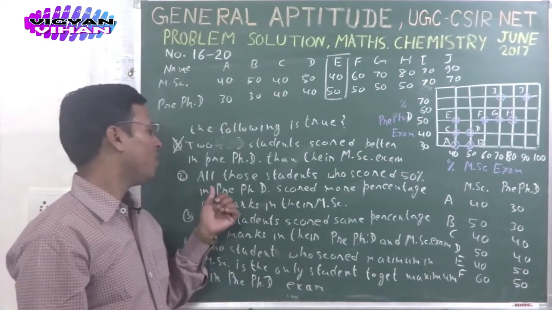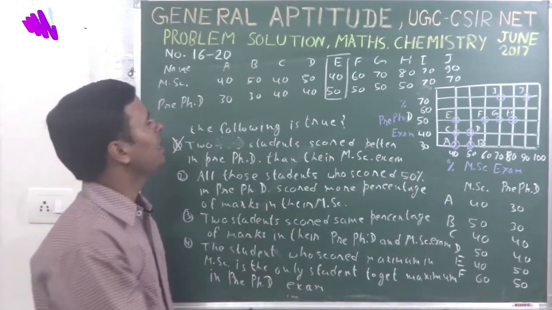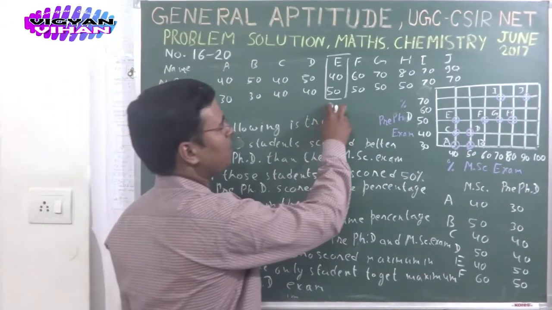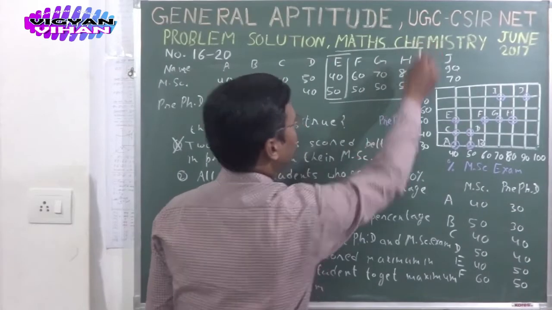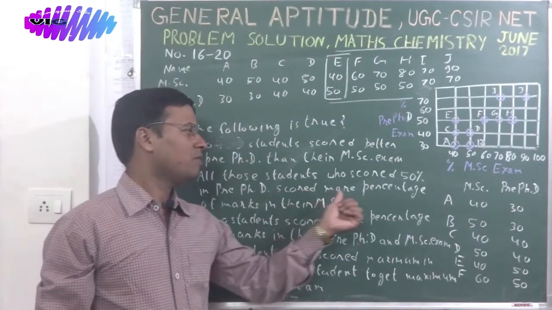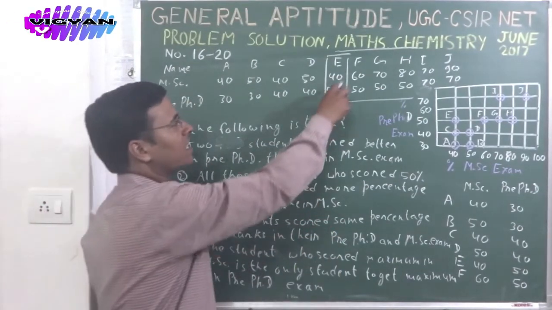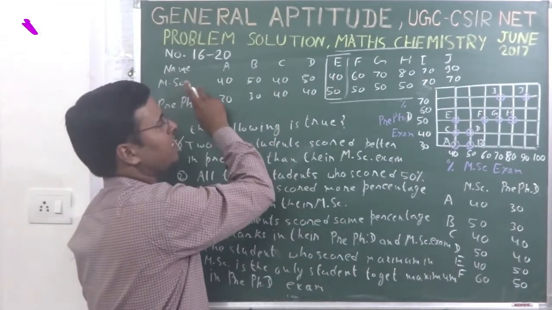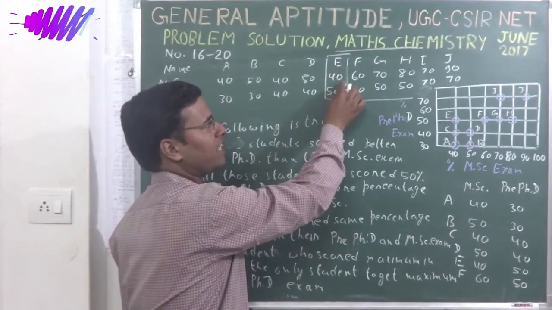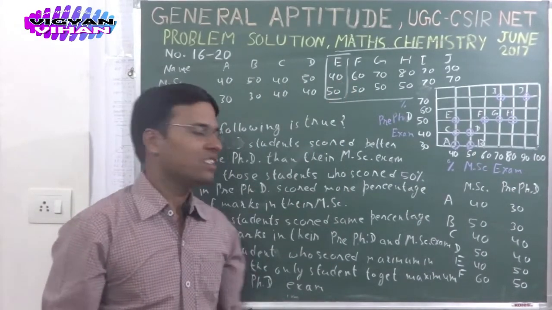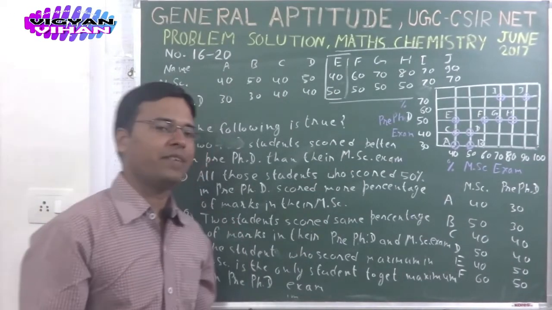Option 2, all those students who scored 50% in pre-PhD. So, let's consider those students who have scored 50% in pre-PhD. These are 4 students, E, F, G, H. These students scored more percentage in their MSc. Let's consider it. The candidate E has scored a lesser percentage of marks in his MSc. So this condition is also violated, so that is also not a true statement.